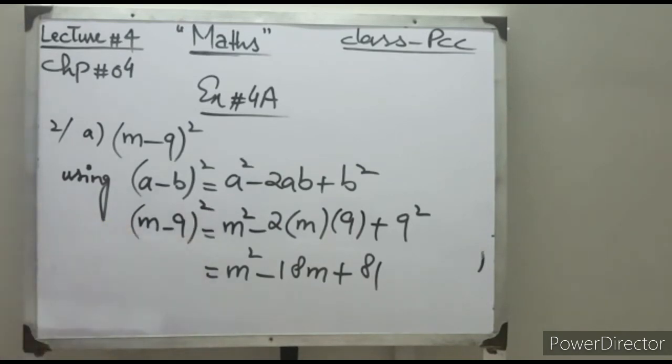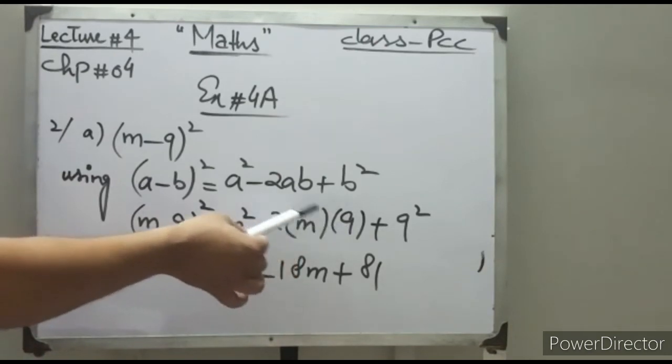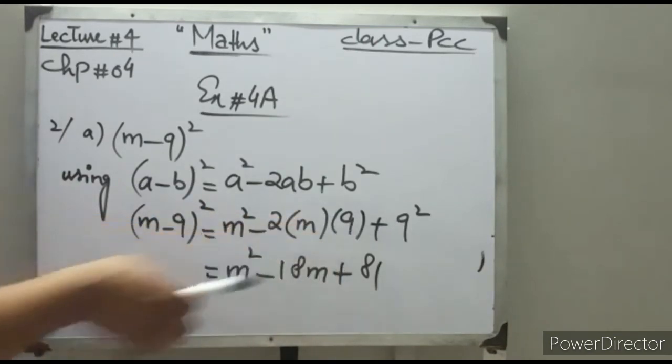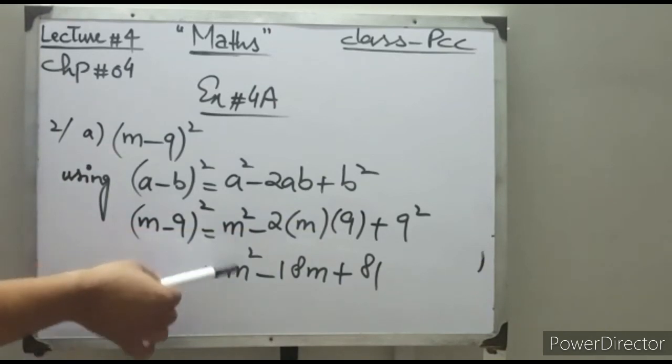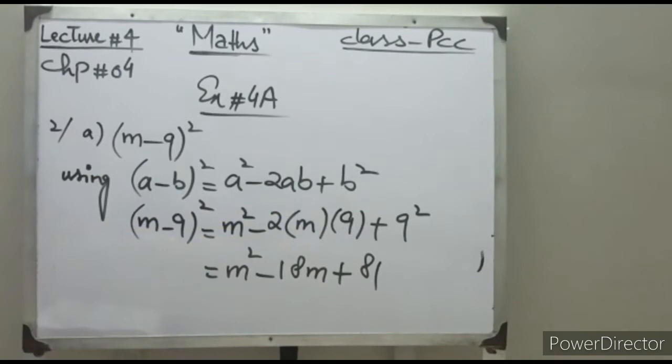Therefore it will be m square minus 2 times m times 9 plus 9 square. So this will be m square minus 18m plus 9 square, which will make 81.